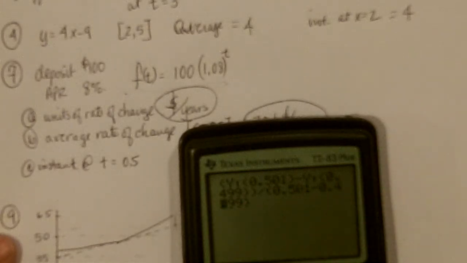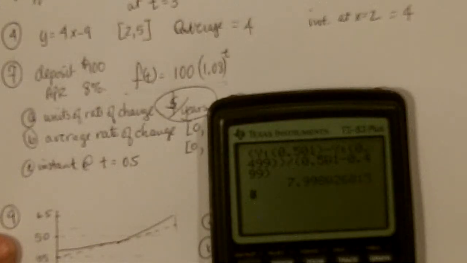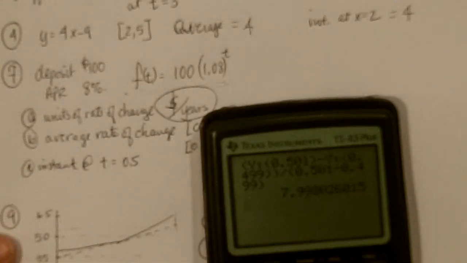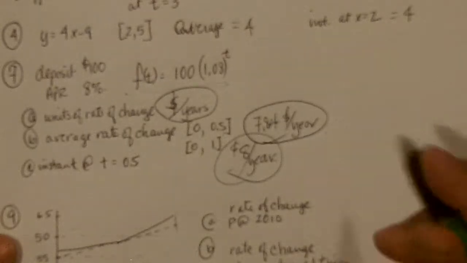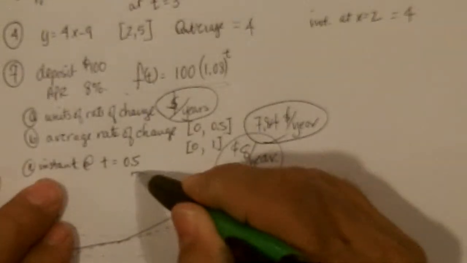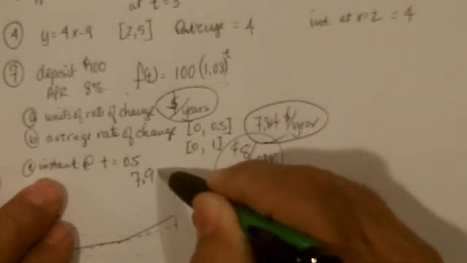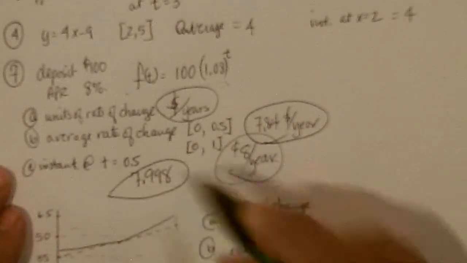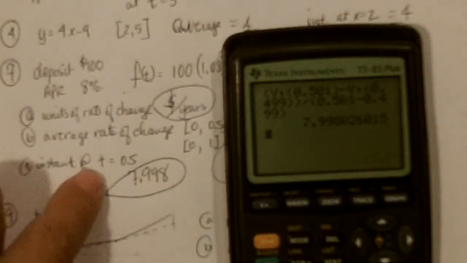I don't see my, oh, I see what it is. I got an extra decimal, delete that one. There we go, enter. 7.998. That's my estimate. 7.998 is my estimate for the instantaneous.